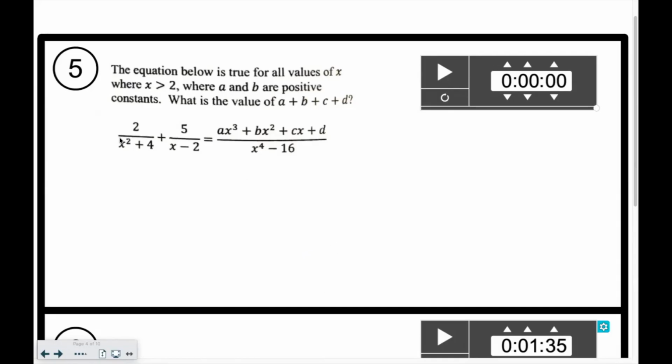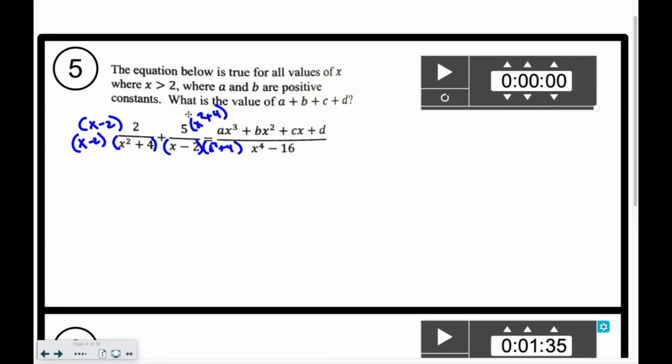So at first glance, it seems like all we have to do on this side is get a common denominator. So even though this isn't completely correct yet, I want to go over that, which would mean I'd need to multiply this by x minus 2, top and bottom. And then I need to multiply this side by x squared plus 4. Whoops.